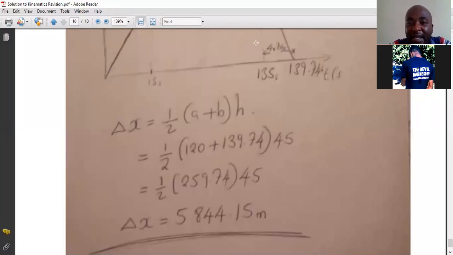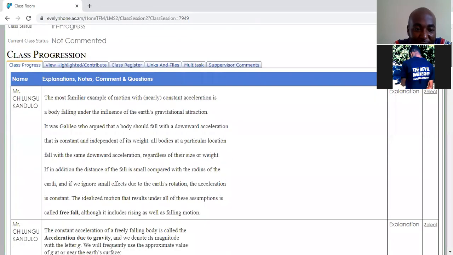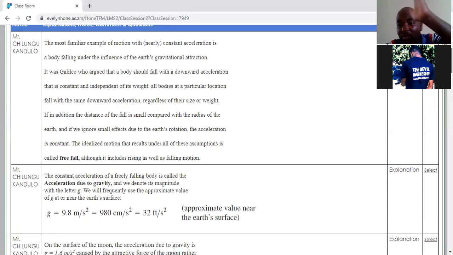So briefly, I know you are eager, so briefly I've explained free fall. Free fall is vertical motion. When you throw something up, it always comes down because there's an acceleration, which is called the acceleration due to gravity. There's a force, which is the weight, but this is kinematics, so we don't focus on the weight. We just focus on the acceleration, which is 9.8 meters per second squared.